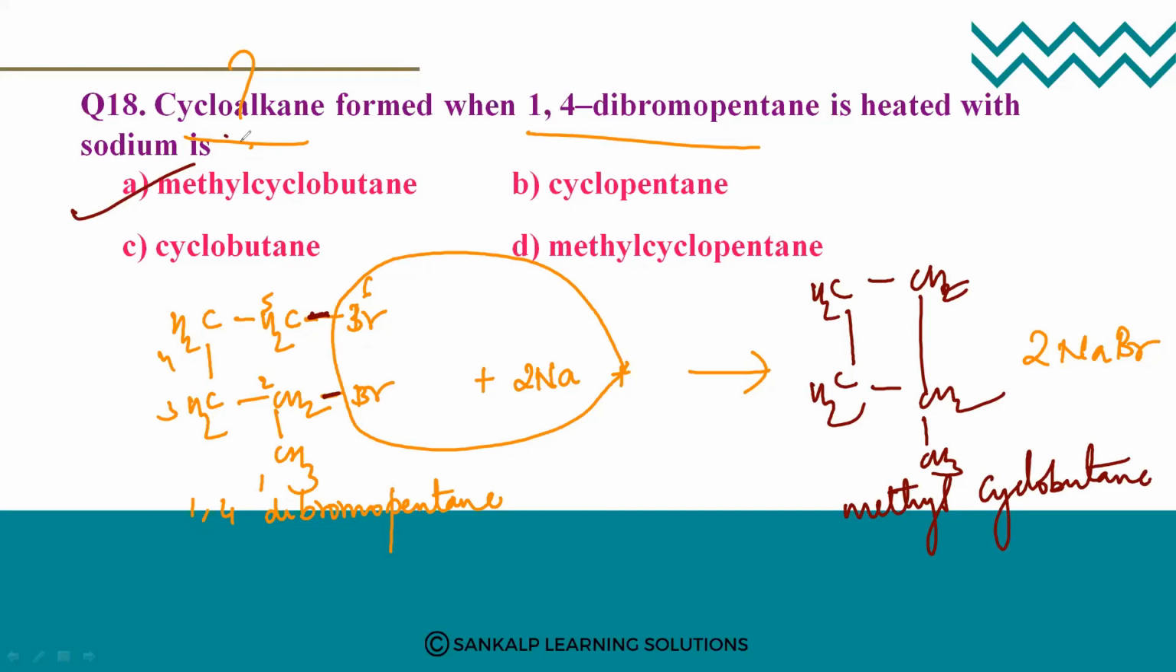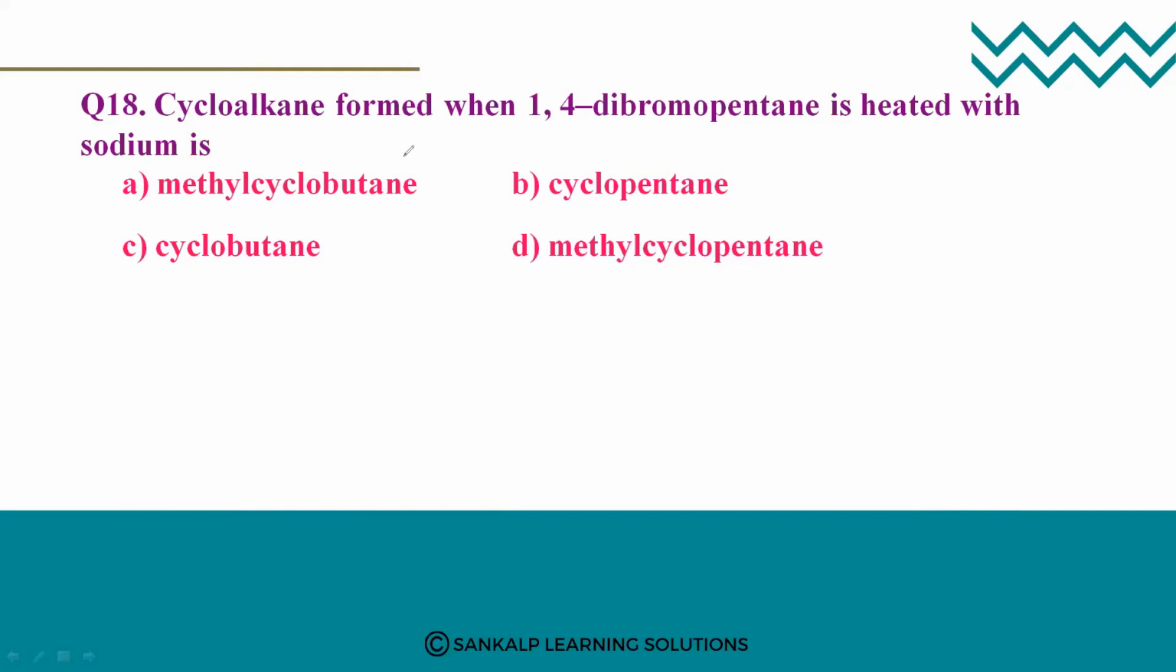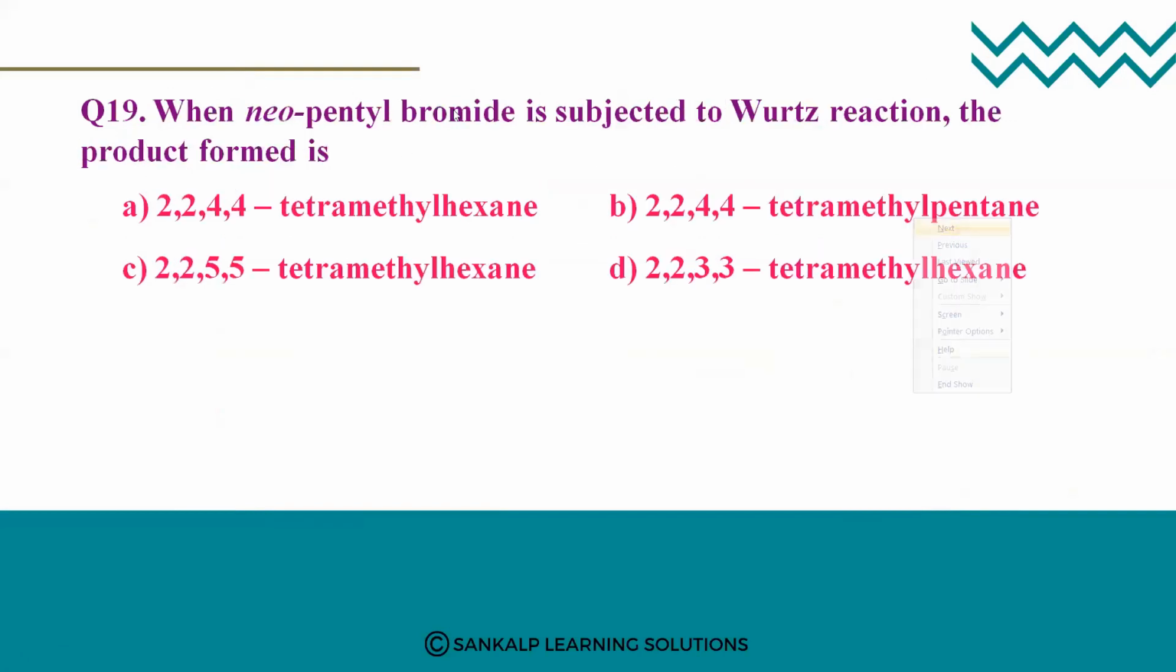So they have asked which cycloalkane is obtained when 1,4-dibromopentane is heated with sodium. We have written the structure of 1,4-dibromopentane. So here there will be elimination of sodium halide. Then the two CH2 will join and it will form a cycloalkane. I hope this is clear. Yes. So we'll go for the next one.